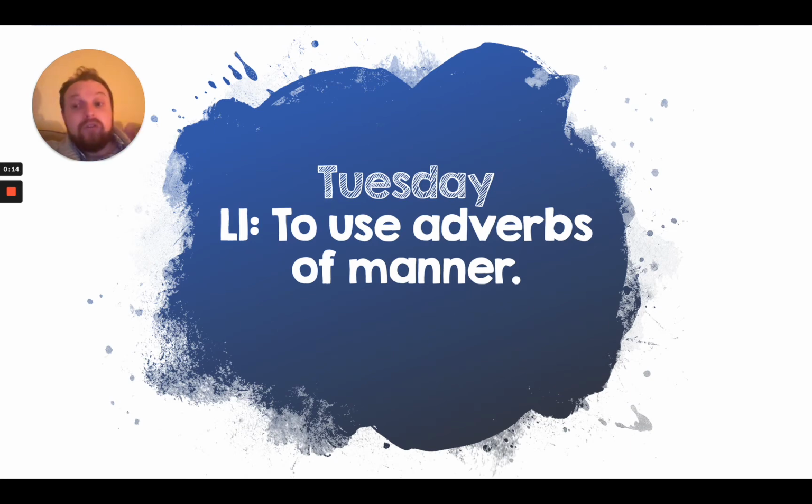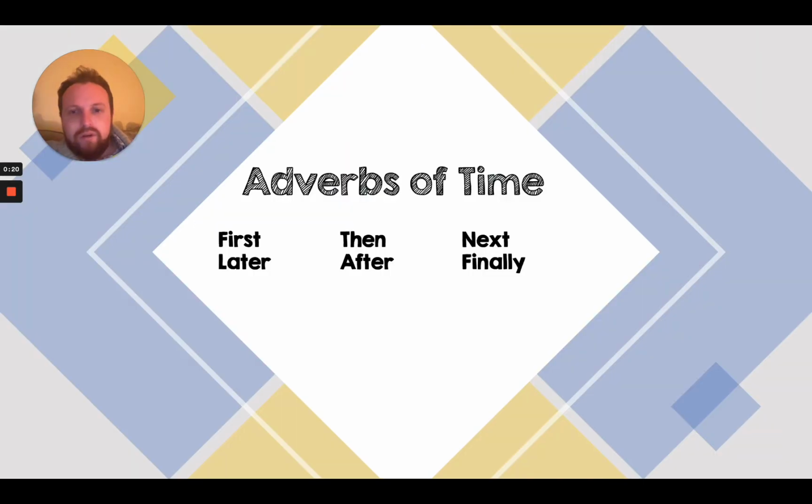Now you do know some adverbs and I wonder if you can think of the kinds of adverbs we've looked at before. They are of course adverbs of time. Okay. So adverbs of time help tell us about when we did something. Okay, so words like first, then, next, later, after, finally. Okay, we use those adverbs to help explain when you did something.